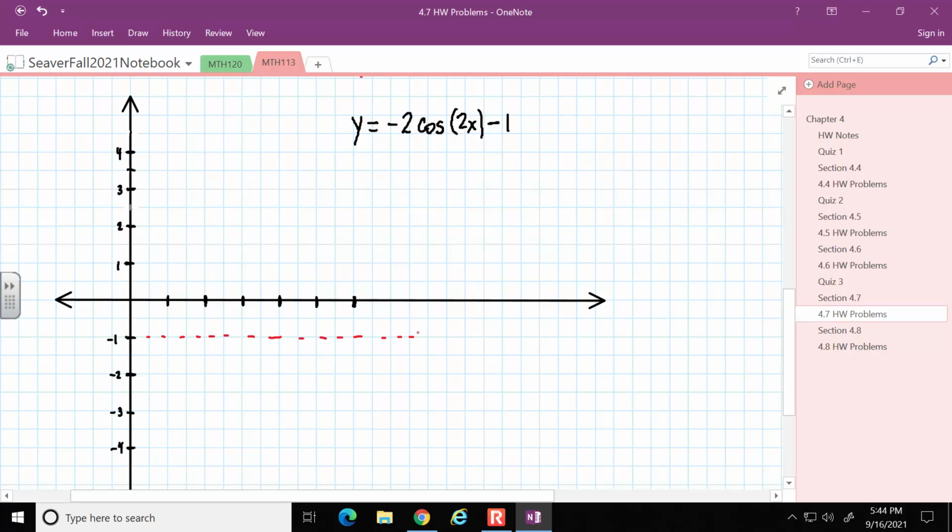So my next question will be, what is the amplitude? 2. It is 2, right? So that means from that center line, I'm going to be able to go up 1, 2. Oh, I'm sorry, that's not 1, 2. Yeah, it is.